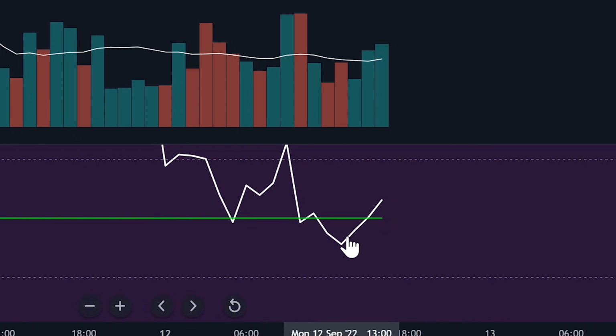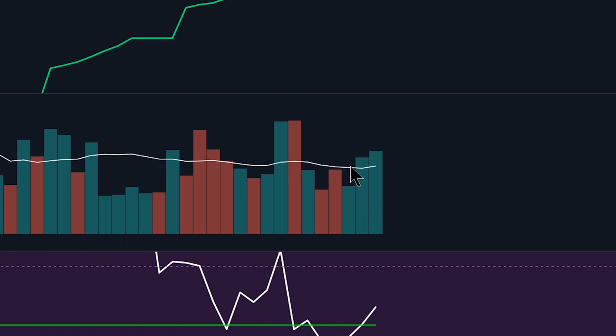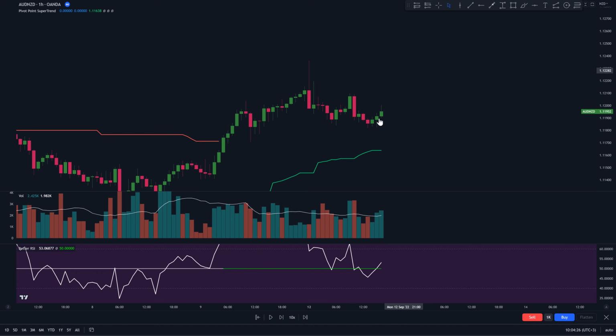Next, this white RSI line should cross above the 50 middle line to indicate a shift in momentum from bearish to bullish. Lastly, the most recent bar of the volume indicator should close above this white moving average. This indicates the presence of enough volume in the market to push the price in the direction of our trade. All our entry conditions are met on this candle, so we're going to enter a long trade here.